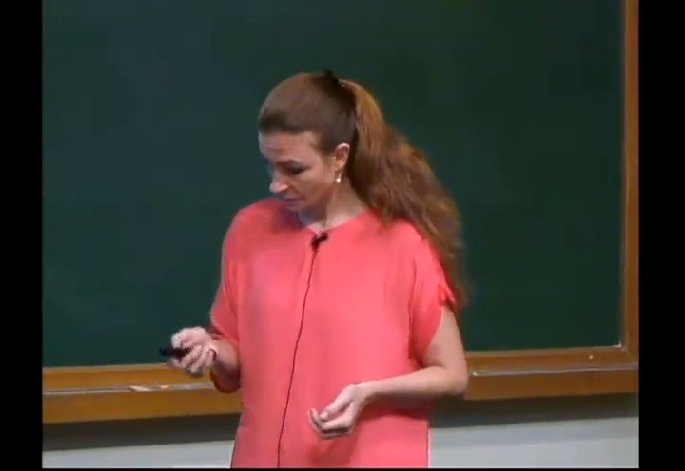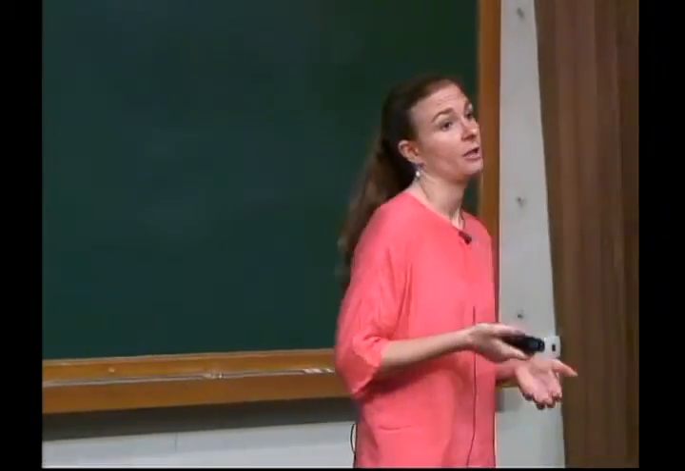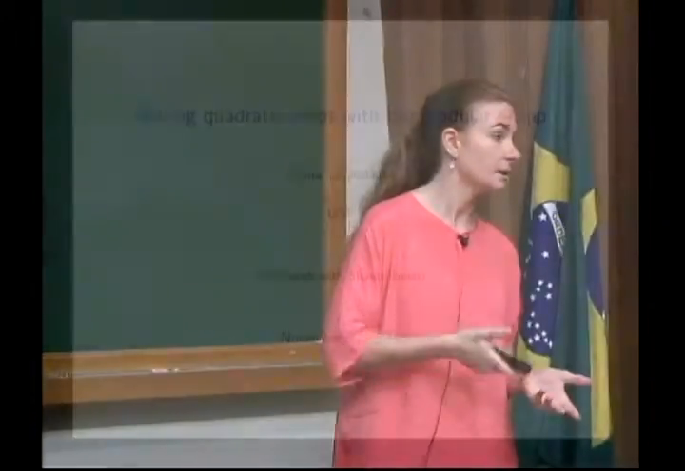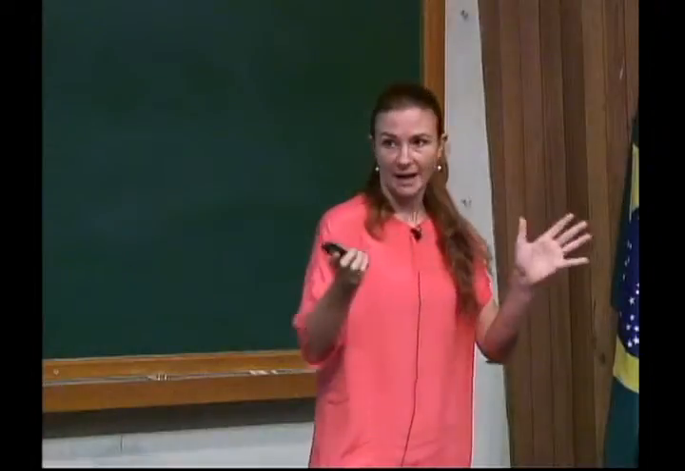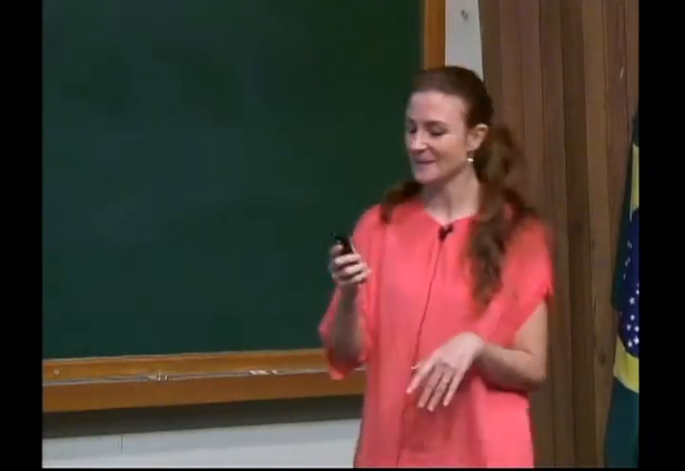And, well, we actually proved that for every member of this family with parameter in the connectedness locus, the correspondence is a mating between a quadratic map and the modular group, just not a quadratic polynomial, but another family of maps with a parabolic fixed point, since one branch of this correspondence has a persistent parabolic point. But I'll explain everything step by step.